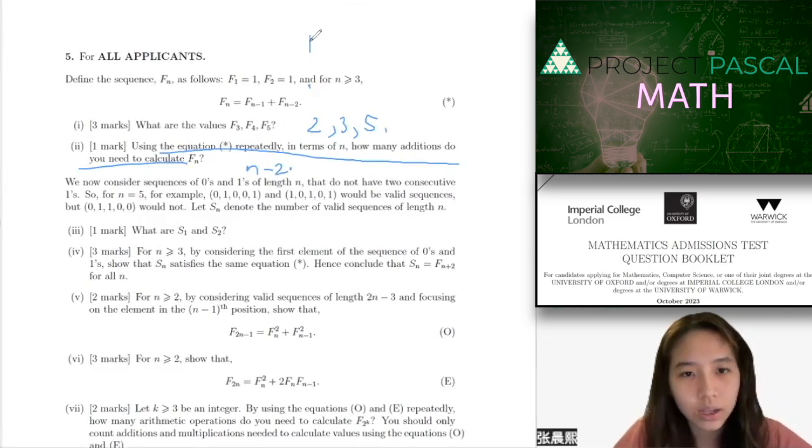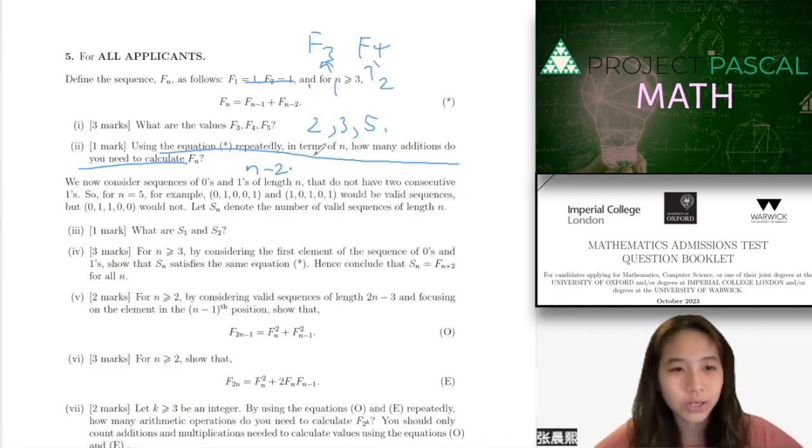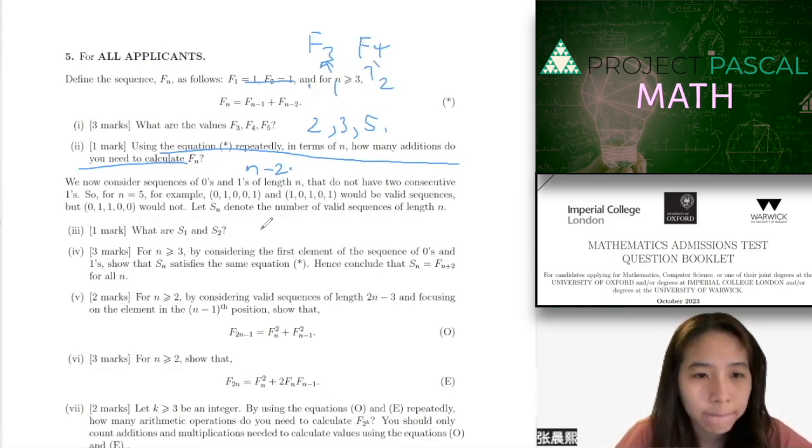Because you can induct, you need one addition to get to F3, and F2 plus F3 gives you the other addition. So this is 2, this is 1, so n minus 2 for every single one.